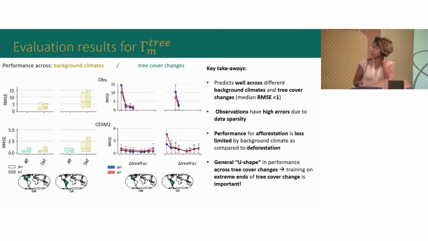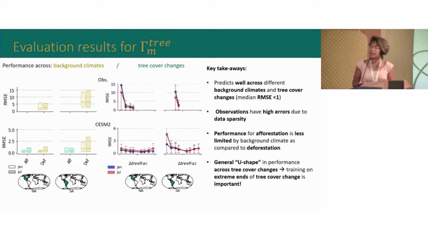Some example evaluation results over here. In general, this is just preliminary testing, and this is just showcasing a framework of how to do this, but you can see that the emulator is able to reasonably predict well across background climates as well as tree cover change, with the median root mean squared errors, as shown on the y-axis, being close to or less than 1. Here I'm showing it for observations and ESM, and the left panel shows the prediction of the emulator across background climates, and the right panel across tree cover changes. And I'm only showing it for North America and South America in this case, but we've done the evaluation for other areas also.